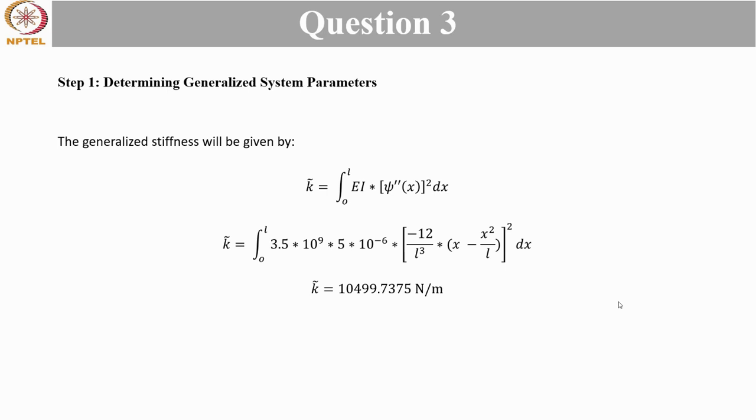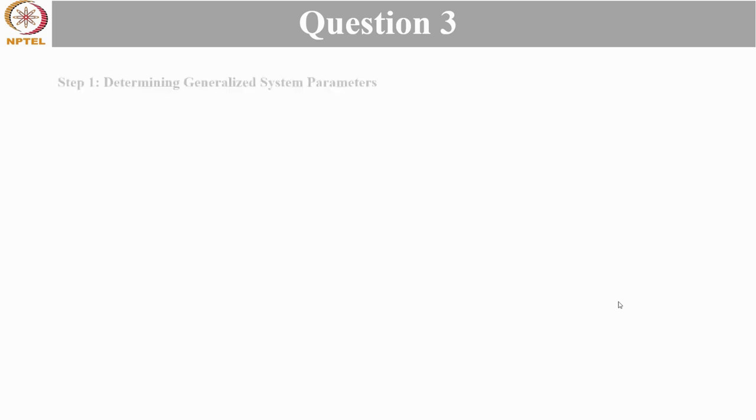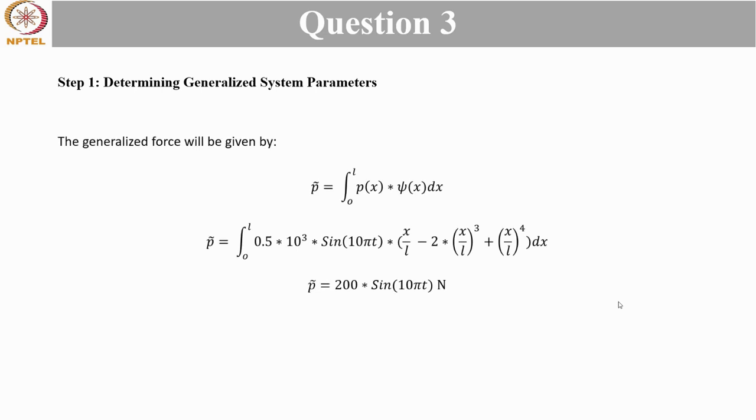E, the modulus of elasticity, and I, the moment of inertia, we know, and we can easily double differentiate the deflection profile. So we'll get minus 12 by L cube whole into x minus x square by L, and we just need to integrate this profile along the span of the beam. So upon integration, we will get the generalized stiffness value as 10499.7375 Newton per meter.